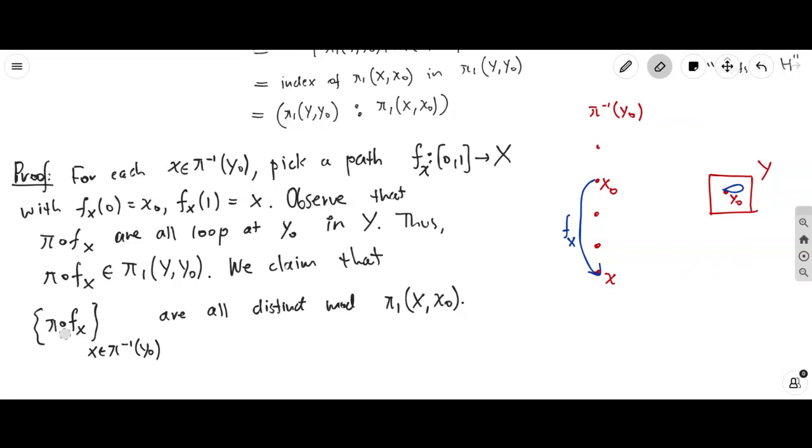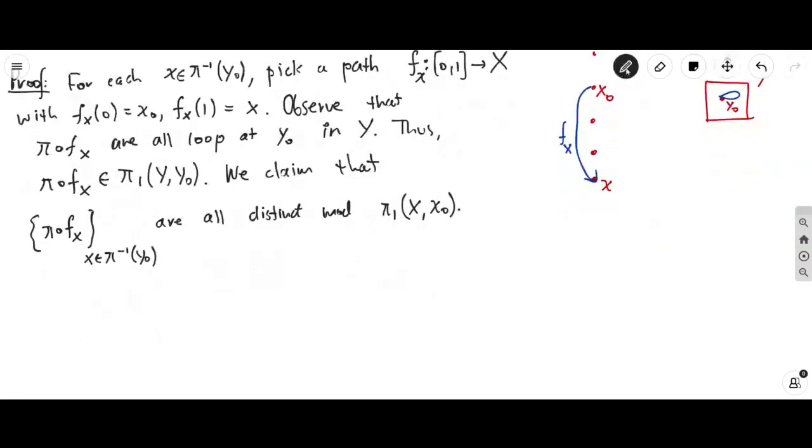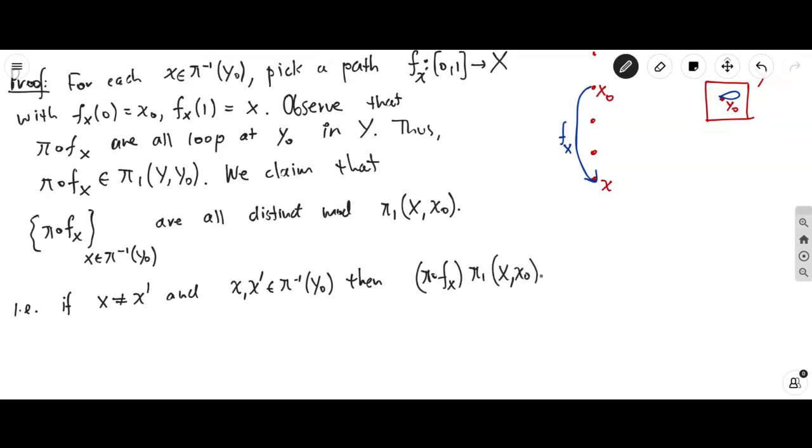So in other words, what do we mean? What we mean is, if x is not equal to x prime, and these are two points in the fiber, then this translate of this subgroup and this translate of this subgroup, that they're not the same.